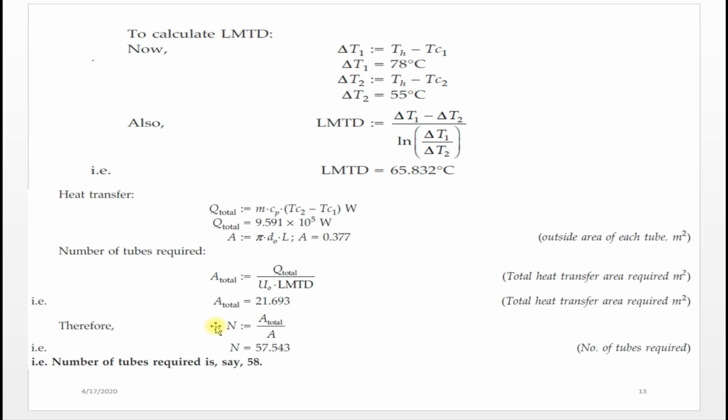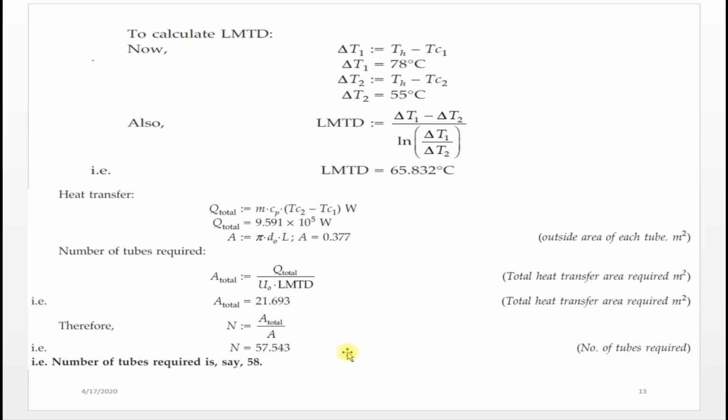Therefore, the number of tubes is equal to the total area of the tubes divided by the individual tube area, that is 57.543 you will get. So the number of tubes required, we can say, is 58. Remember, here we have solved the number of tubes value as 57.543. It is considered as 58.